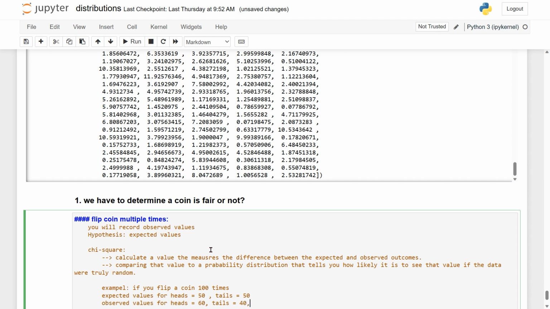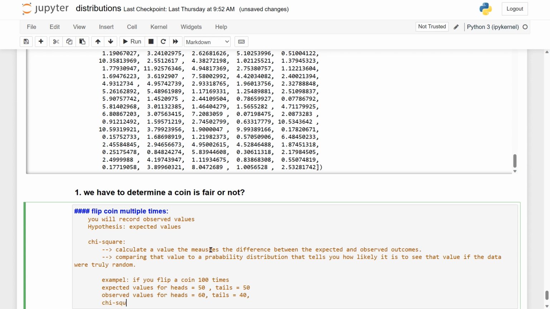So now we can use the chi-square distribution to determine whether this difference is significant or just due to chance. The distribution will tell you the probability of seeing a difference as large as or larger than the one you observed, assuming the data were truly random.